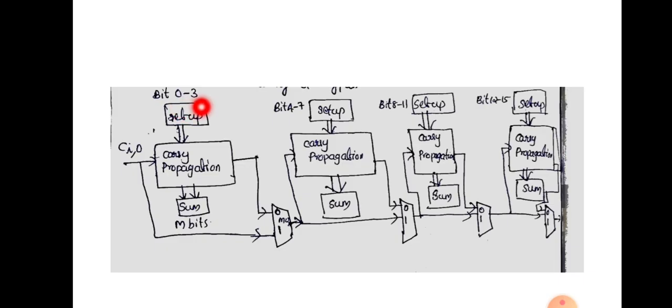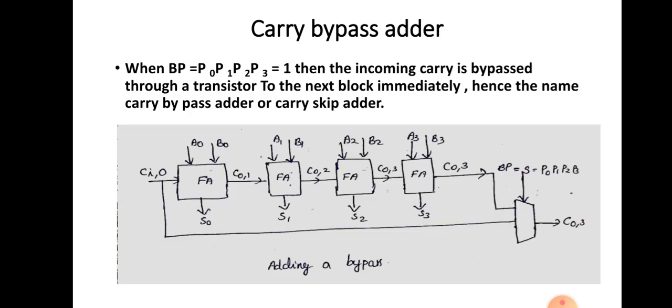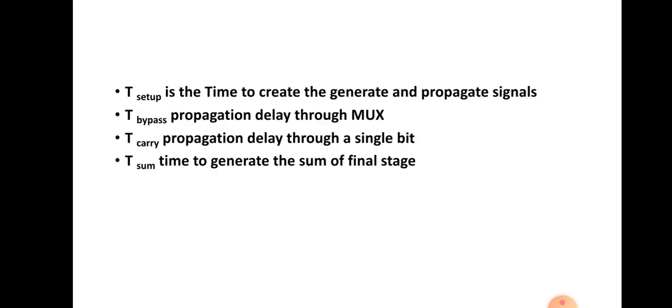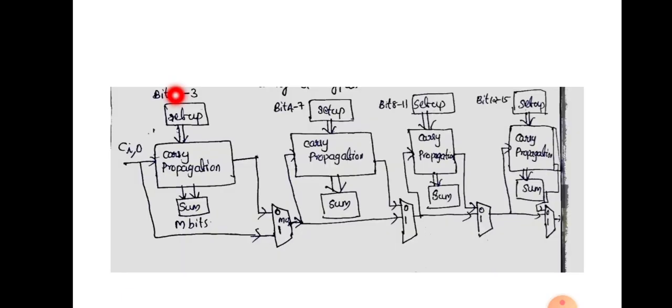For the first 4 bits, that is bit 0 to 3, we are using the ripple carry adder. This complete circuit is used for the first 4 bits, and it is very lengthy to draw each of these carry bypass adders in this manner. So we reduce this complete circuit to blocks: input, then setup, then carry propagation, then a mux. For the first 4 bits, the setup will take A0 and B0 as input, and that will be given to the full adders, and there are 4 full adders inside this carry propagation circuit.